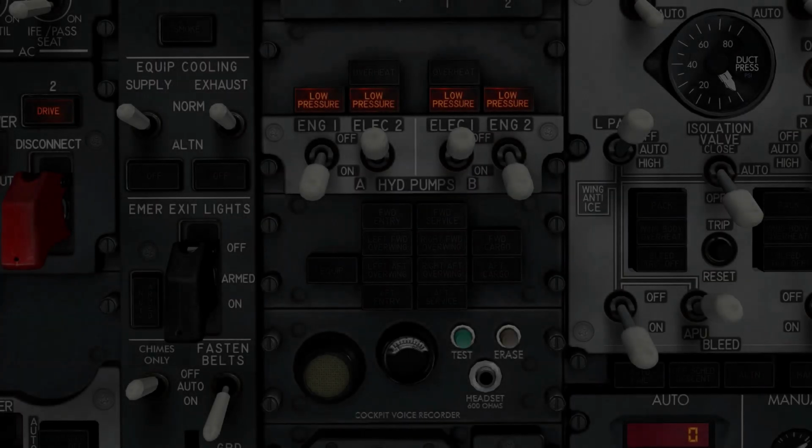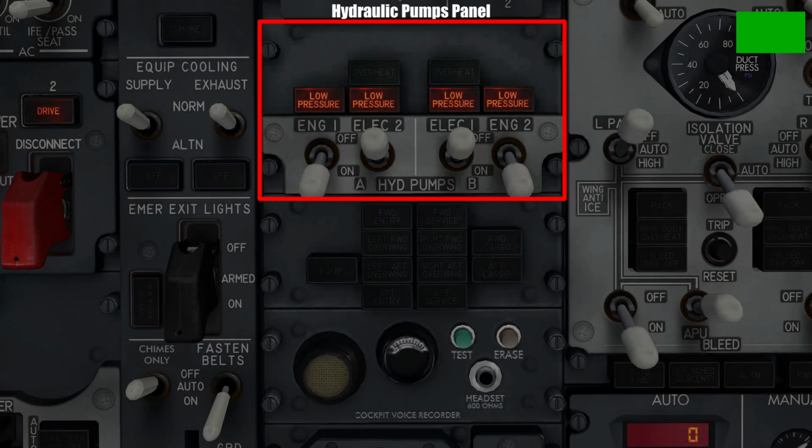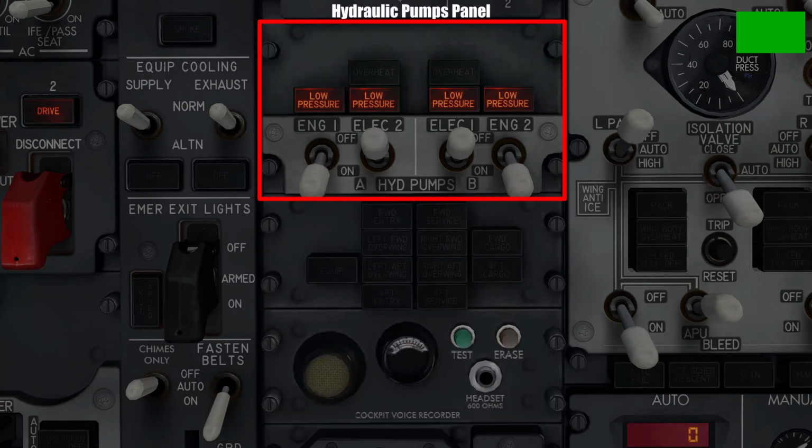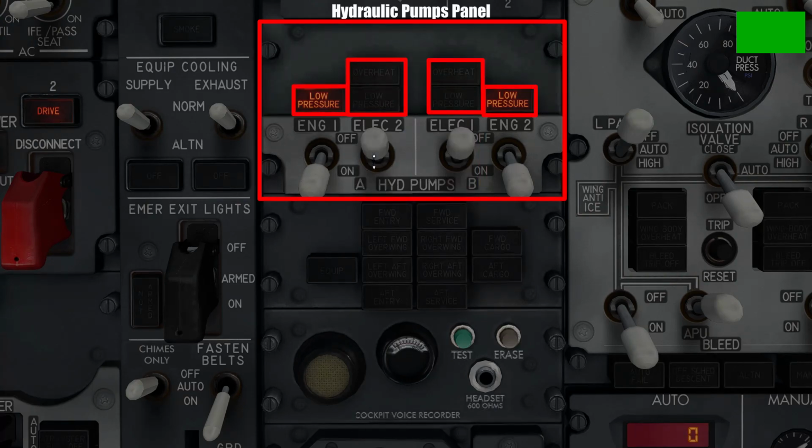Alright, moving further below, we have the hydraulic pumps panel. Now, in this aircraft, there are two hydraulic systems, as mentioned before, A and B, that are powered by two different sources, namely the two engines as well as two electrical motors on either side of the aircraft. The four switches down here, therefore, allow the pilots to switch on the two hydraulic pumps powered by the two engines, as well as the other two hydraulic pumps powered by the electrical motors to fuel the hydraulic systems in this aircraft. The lights above simply display if there is low oil pressure in any of the pumps, and this is to be expected until the engines are turned on.